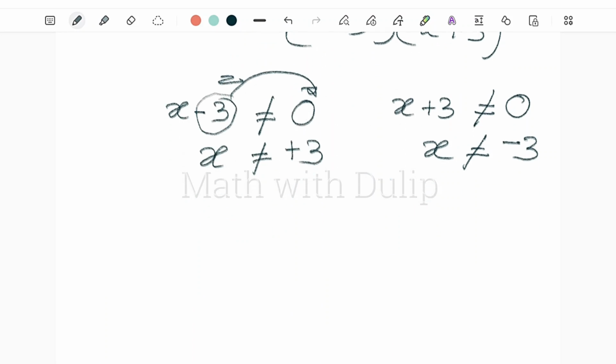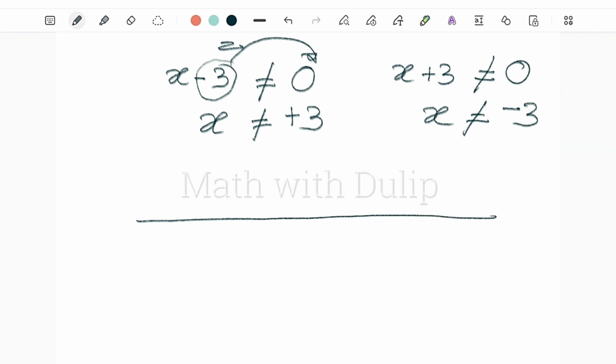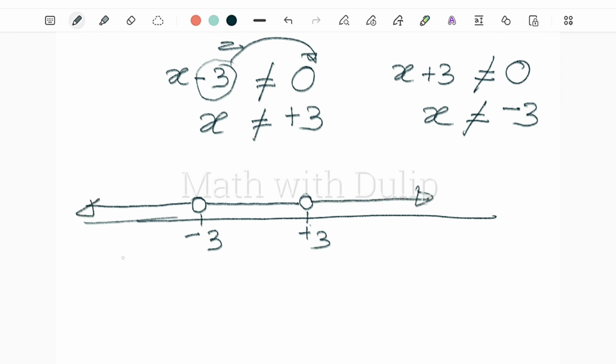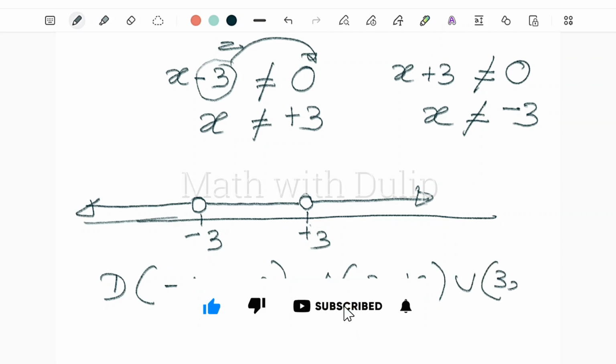So I can write this on a number line, with negative 3 here and positive 3 here. So x could be from negative infinity up to negative 3, and then in between, excluding negative 3 and positive 3. So x could be any value in negative infinity to negative 3, union negative 3 to 3, union 3 to positive infinity. So this is the domain.